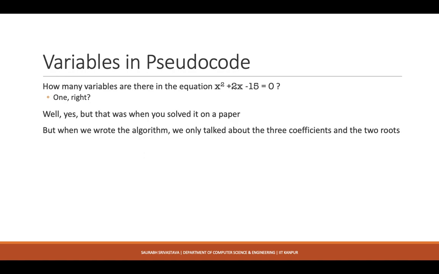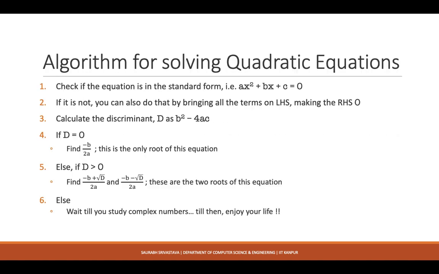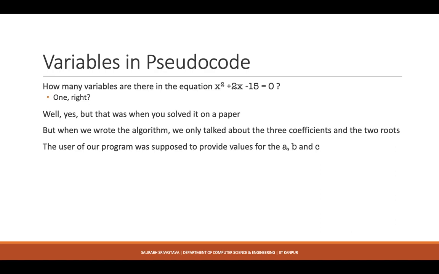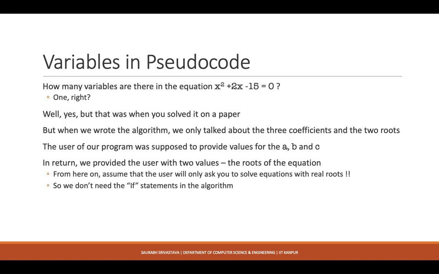When we discussed that algorithm, right, the algorithm where we said that there are essentially three coefficients a, b, and c, and then we are going to find two of the roots. So essentially, when we talked about algorithms, we were only talking about these three coefficients and these two roots, right? So what we expected really was that the user of our program, program, algorithm, whatever you call them, is going to provide us some values, right? What these values will be: a, b, and c, the three coefficients in the quadratic equation.